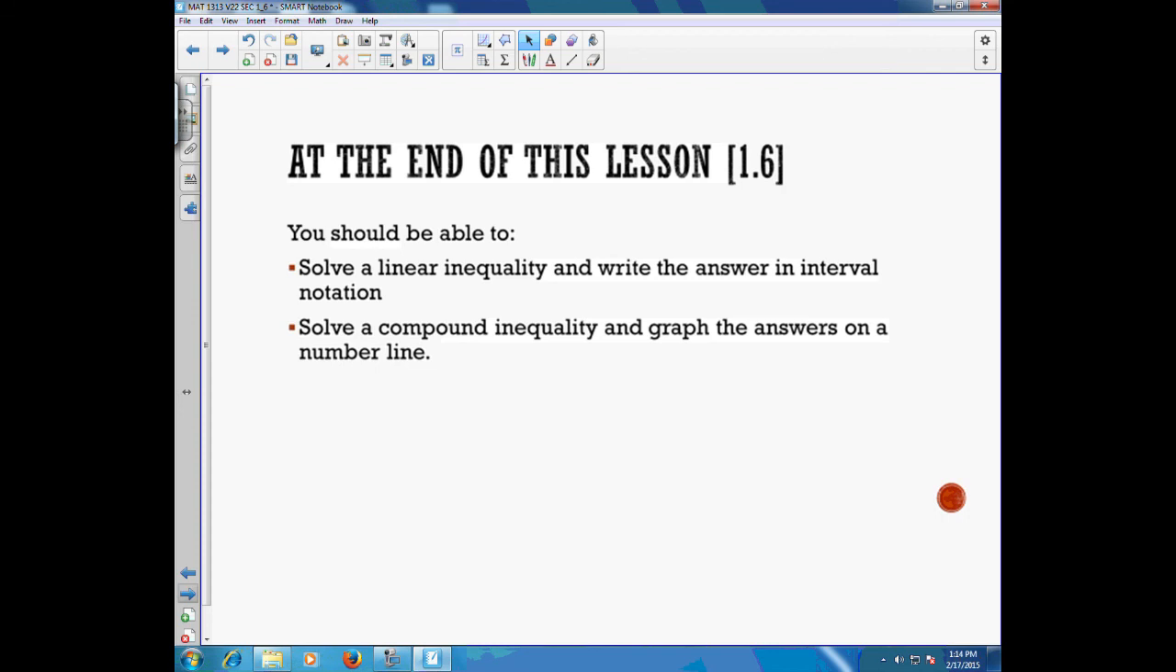And so finally, at the end of this lesson, you should be able to solve a linear inequality and write the answer in interval notation. And you should be able to solve a compound inequality and graph the answers on a number line.